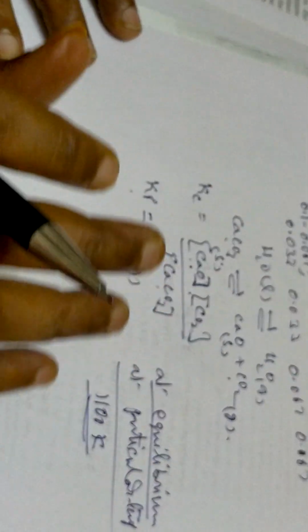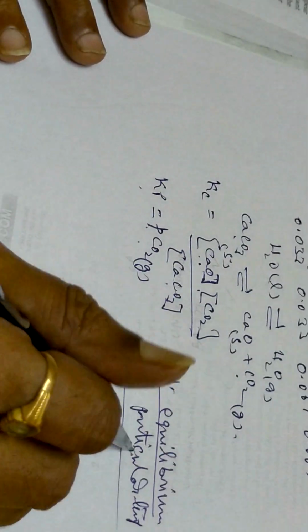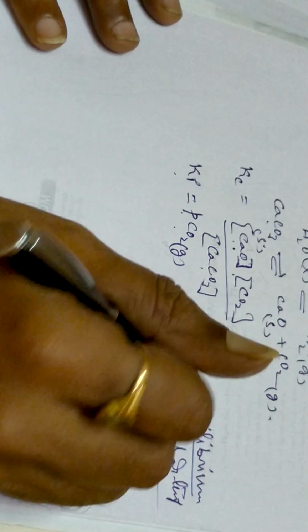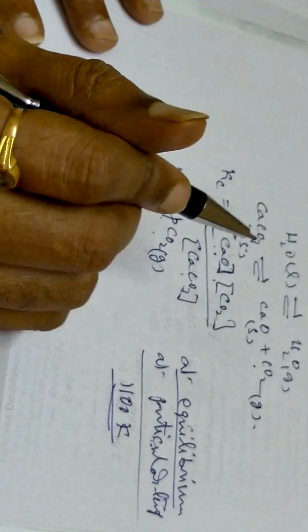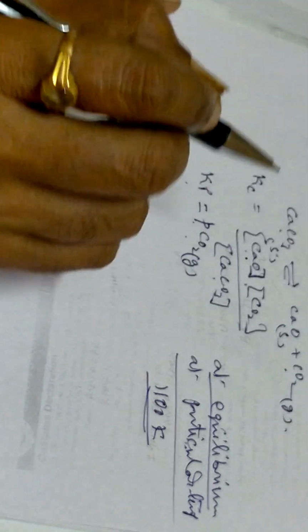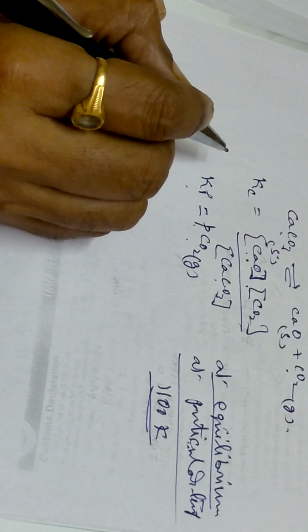Similarly, for each reaction there will be a particular temperature. At that particular temperature it will be in equilibrium. At that equilibrium, if any solids or water are available, they will be taken as 1. So another simple example we will take, one more example.